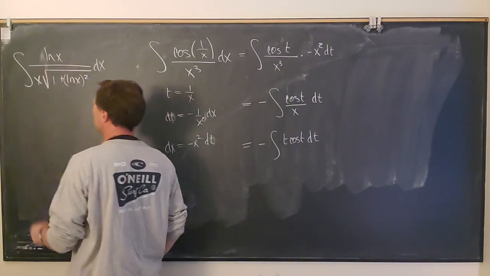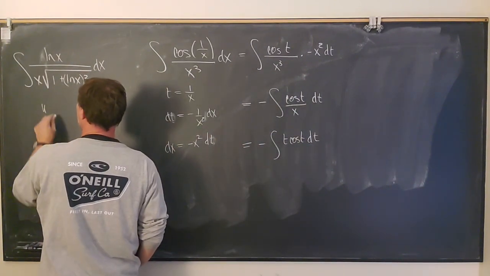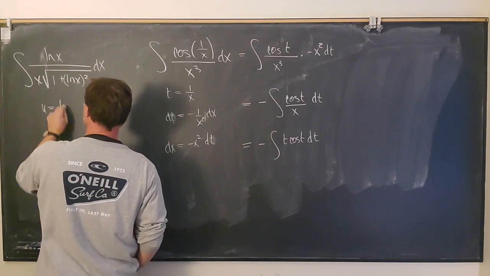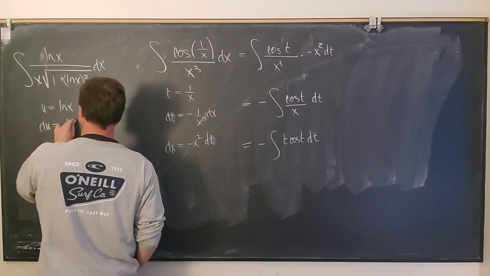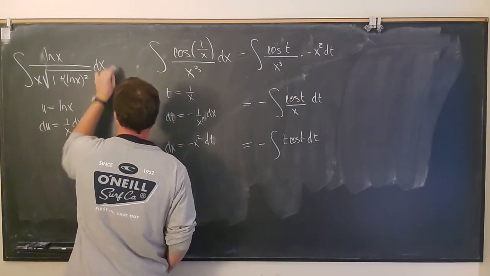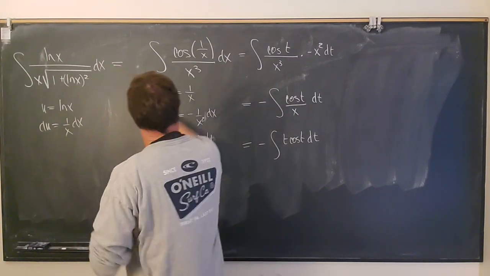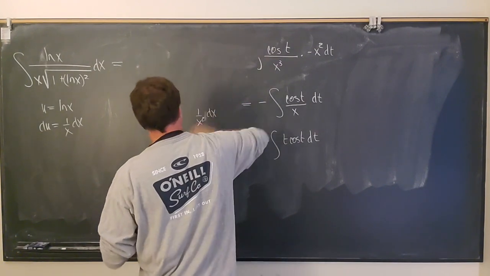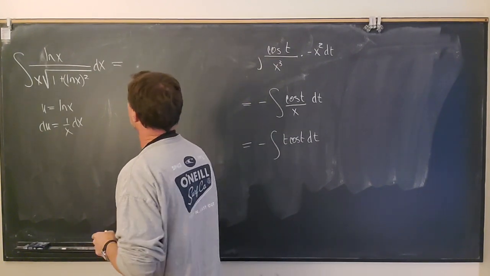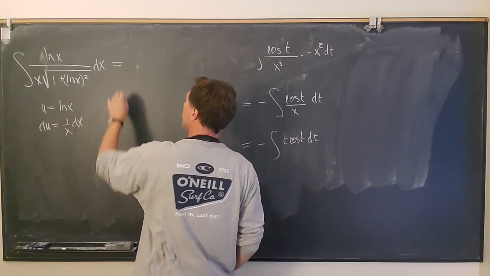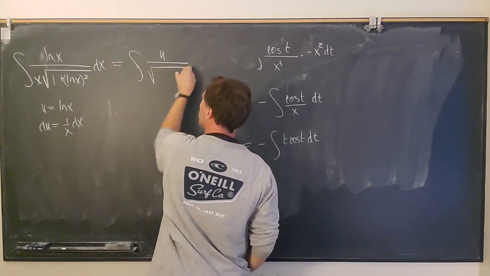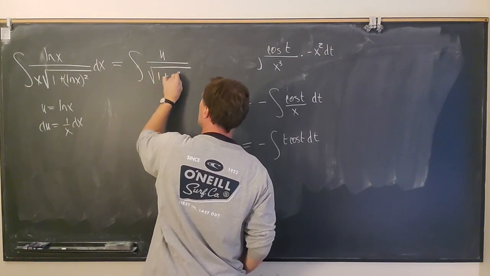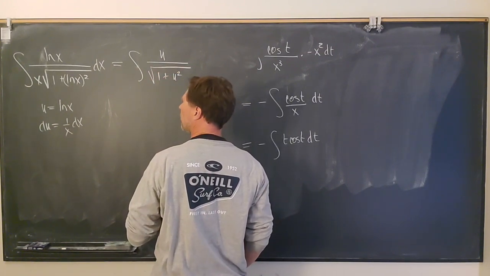I've got these natural logs of x's in here. So let's see what we can do if we let u equal natural log of x, du equals 1 over x dx. And so let's see what we get here. This will be integral u over square root 1 plus u squared. Really? Wait.